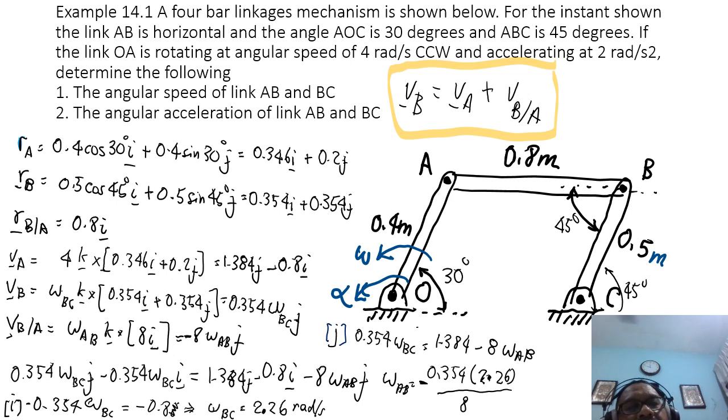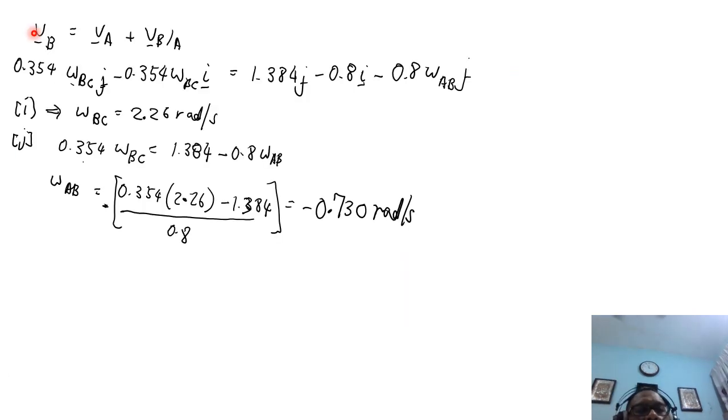So I notice I made a mistake here. Position vector B relative to O is 0.8i, so I'm going to erase this. This is not 8i here. So I've transferred the equation before, VB equals VA plus VB over A, and this is 0.354. We've done the operation in the last slides. And VA equals 1.384 J. There's a mistake that I made. This is VB relative to A is negative 0.8 omega AB J. So we've calculated I. We get omega BC equals 2.26 radian per second.